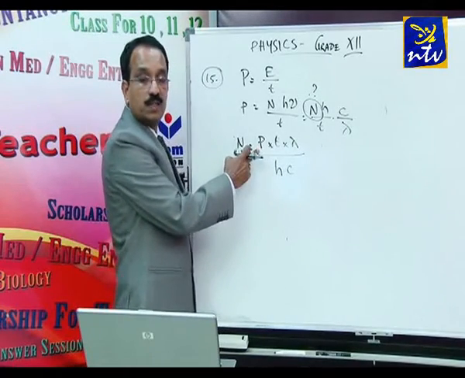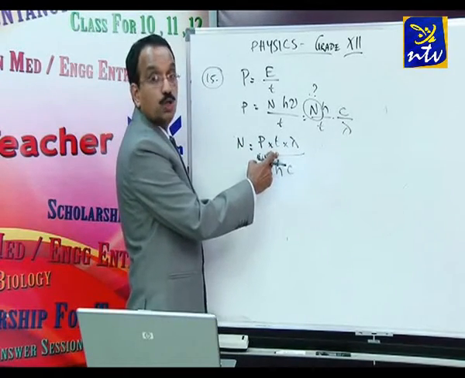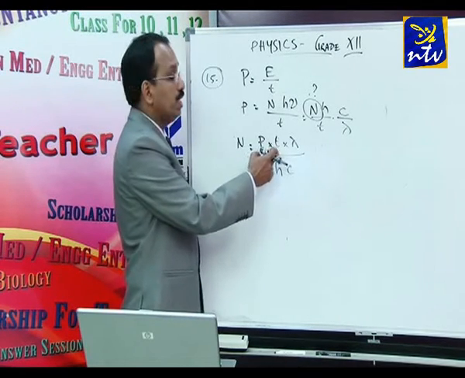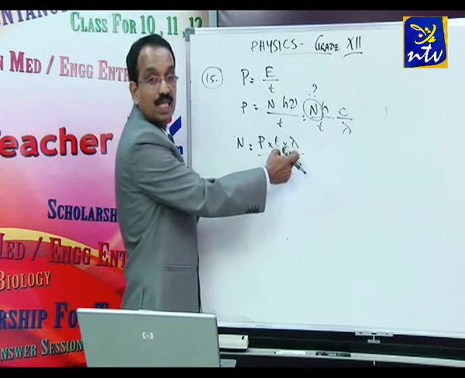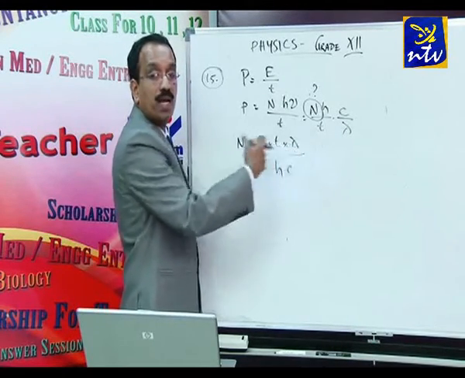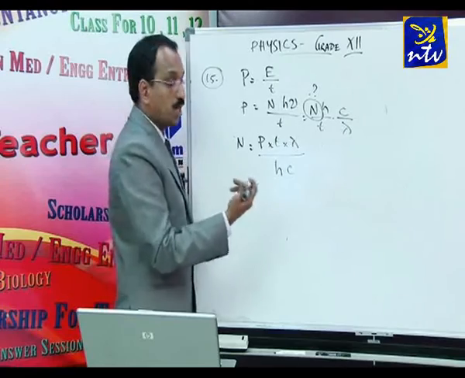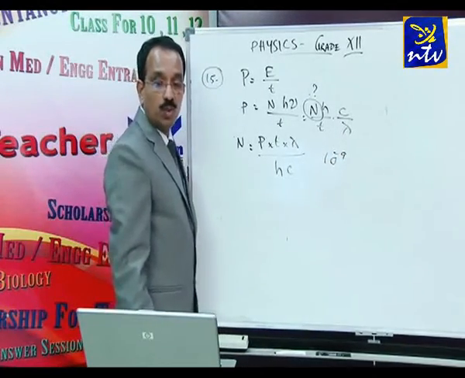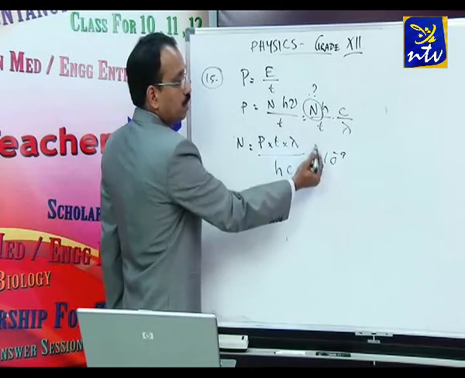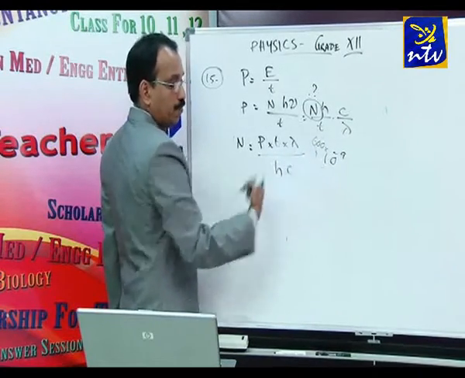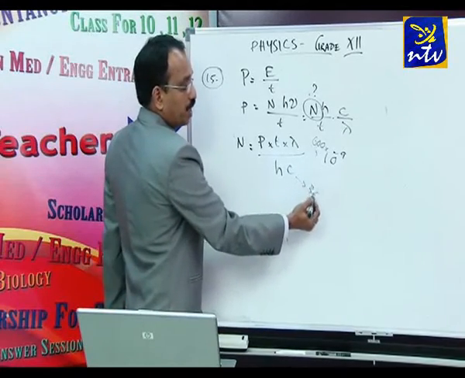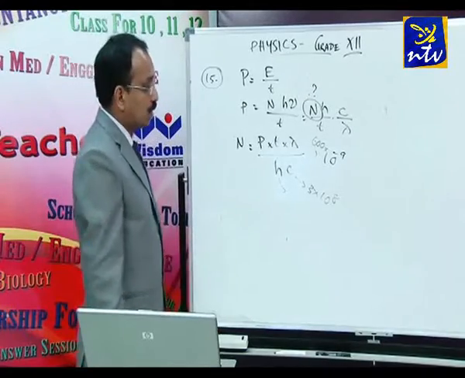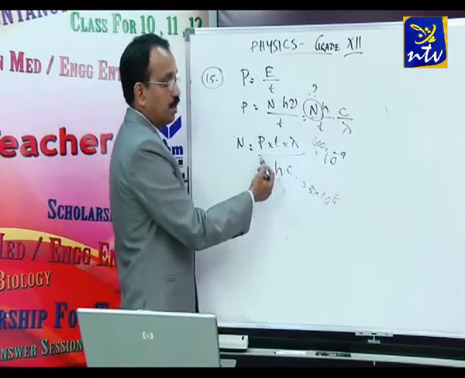Power is 66. Time 2 minutes. 2 minutes means 2 into 60, that is 120 seconds. Wavelength 600 nanometer. Remember, nanometer is to be converted into meter. Nano means 10 raised to minus 9. So 600 nanometer, 600 into 10 to the power minus 9. C, speed of light, 3 times 10 to the power 8. And h, 6.6 times 10 to the power minus 34. Time is 120 seconds. Power is 66 watt.